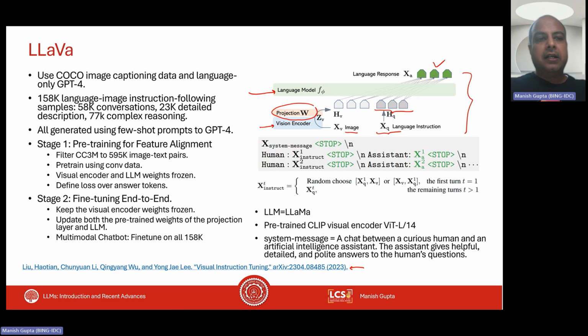You use the COCO image captioning data for pre-training this model, and you use the language-only GPT-4. Now that's the awesome part. You're using GPT-4, which is a very expensive and heavy model, and therefore it knows how to generate the output nicely. So the model is trained using 158K language image instruction following samples.